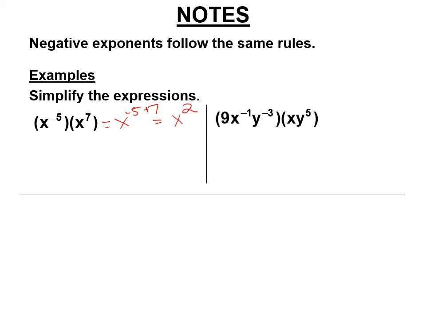All right, so same rule. 9 times 1 is 9. That's the coefficient. X to the negative 1 times x, all right, so we get x to the 0, because negative 1 plus 1 is 0. Y to the negative third times y to the fifth. Negative 3 plus 5 is 2. Anything to the zero power is 1, so that simplifies to 9y squared. Okay.